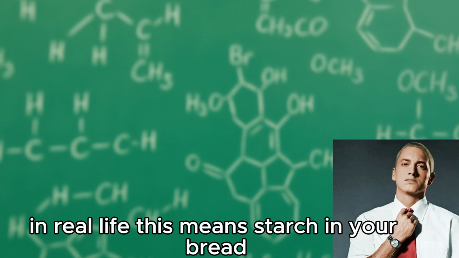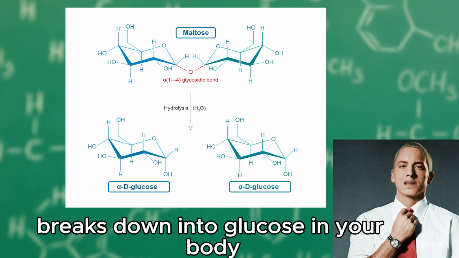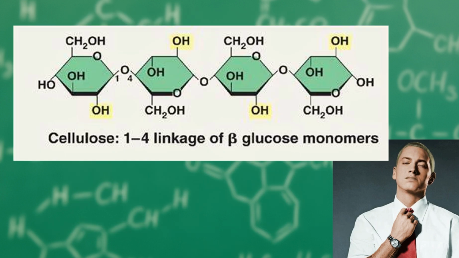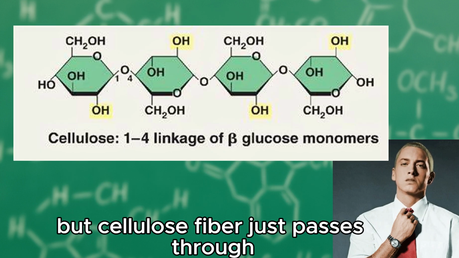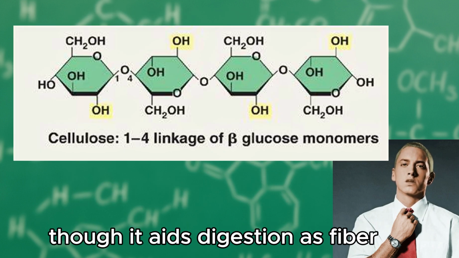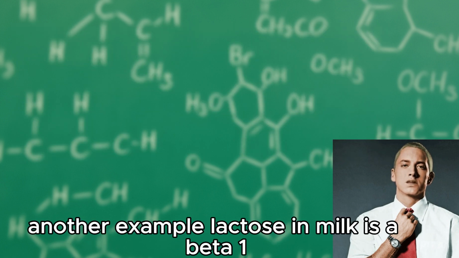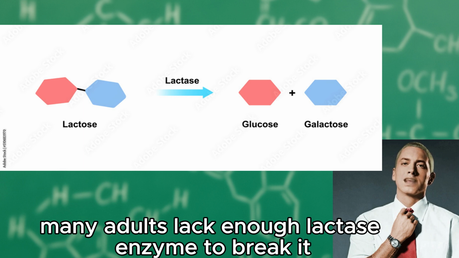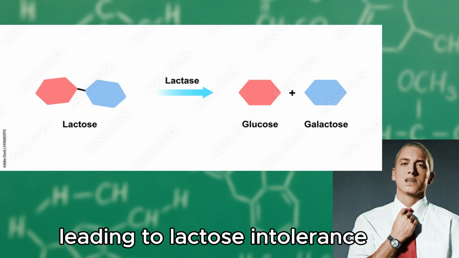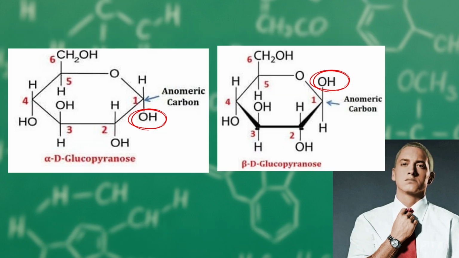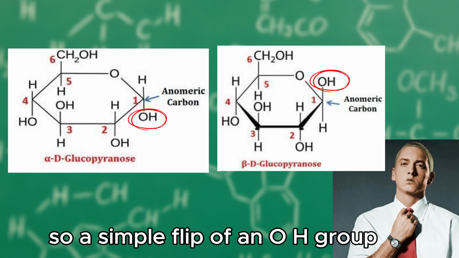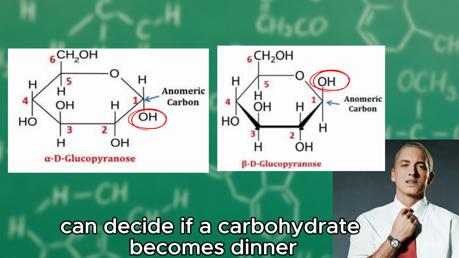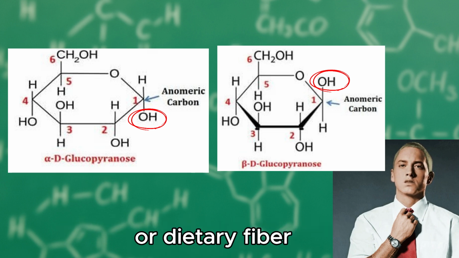In real life, this means starch in your bread breaks down into glucose in your body, but cellulose, fiber, just passes through, though it aids digestion as fiber. Another example, lactose in milk is a beta-1,4 link between galactose and glucose. Many adults lack enough lactase enzyme to break it, leading to lactose intolerance. So, a simple flip of an OH group, alpha versus beta, can decide if a carbohydrate becomes dinner or dietary fiber.